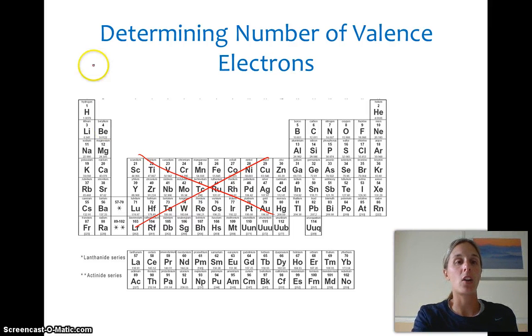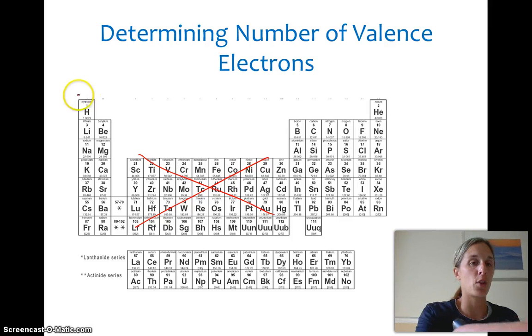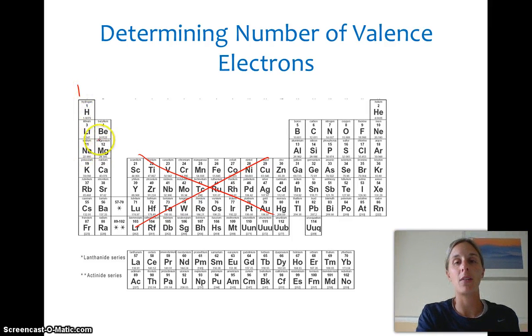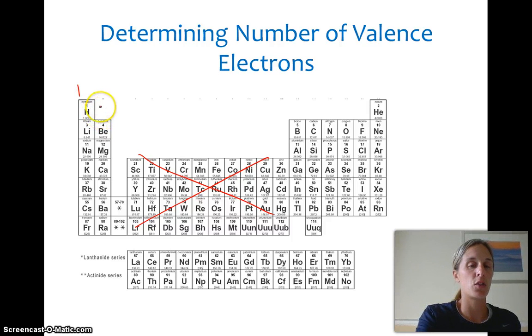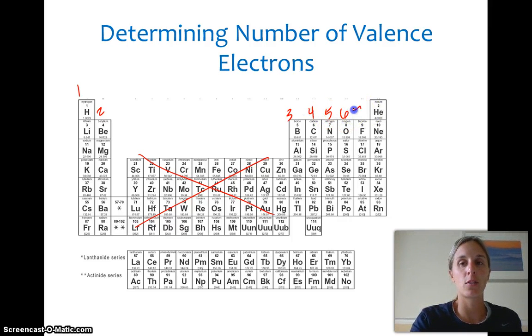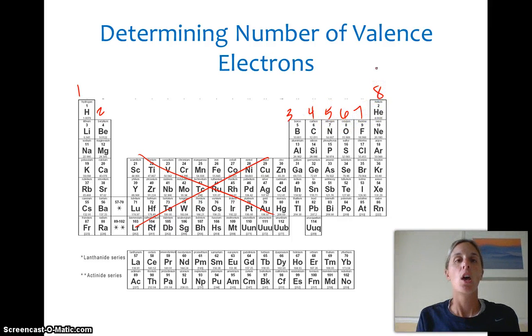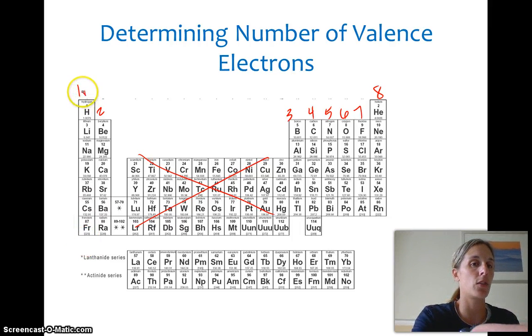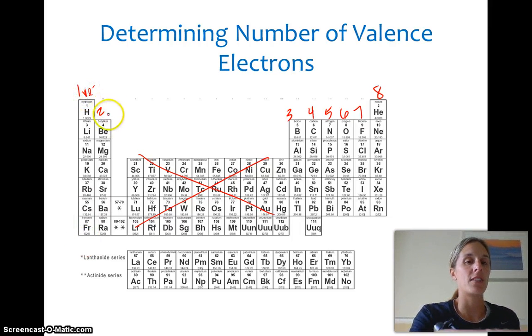So if we start with the alkali metal family, we're going to give them the group number of 1, and we're going to label the rest to the right. So this is group number 1, this is group number 2, this would be group 3, group 4, group 5, group 6, group 7, and group 8. So the number of valence electrons that we have is going to be equal to that group number. So all the guys in group 1 are going to have 1 valence electron. All these guys in group 2 are going to have 2 valence electrons.